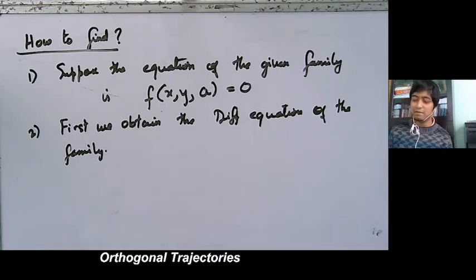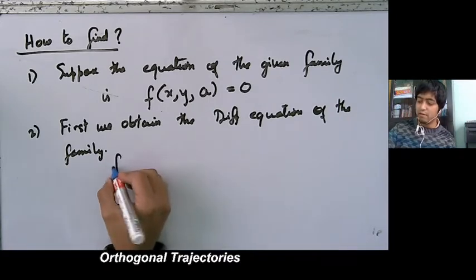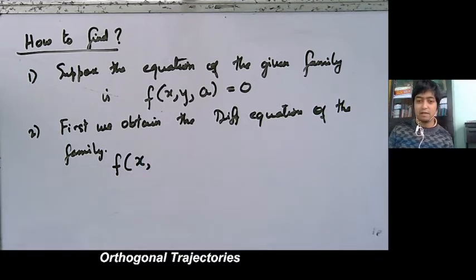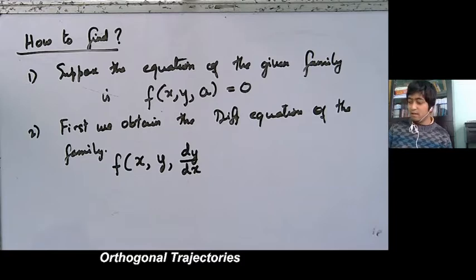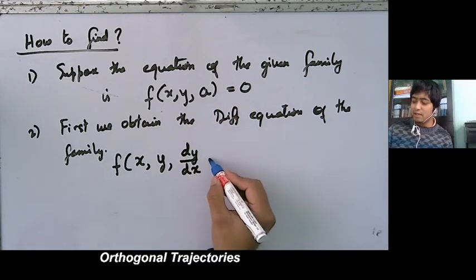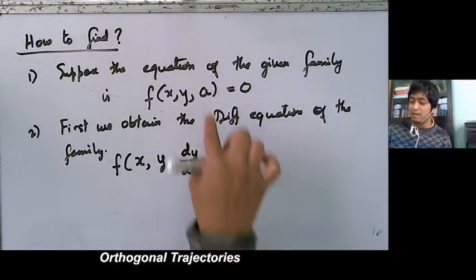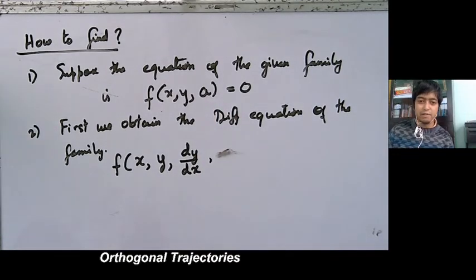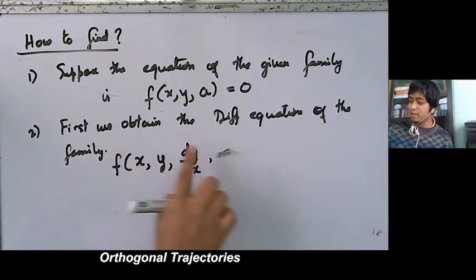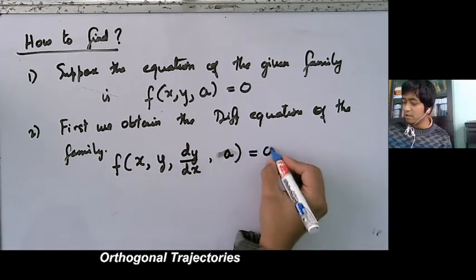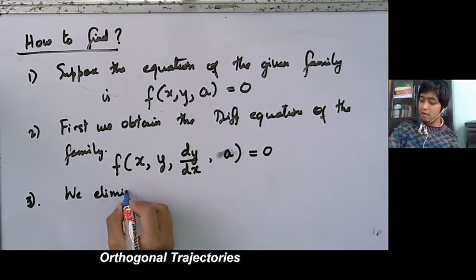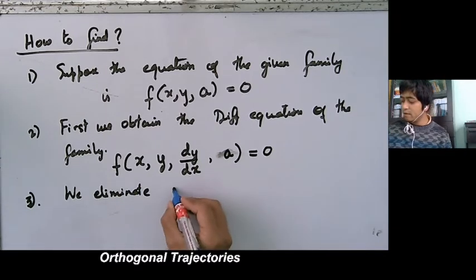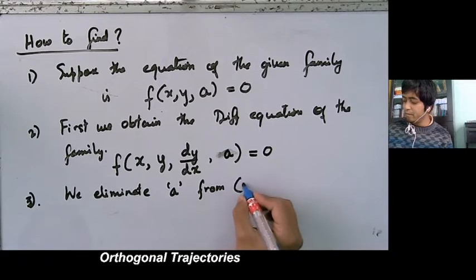Okay, so because it is a differential equation, it will also involve f, it will involve x, it will involve y, and then it will involve another term which is dy/dx. And there will still be a constant a, this parameter a. But first we will also have to eliminate. First we obtain the differential equation. Number 3, we eliminate a from 2 by using 1.